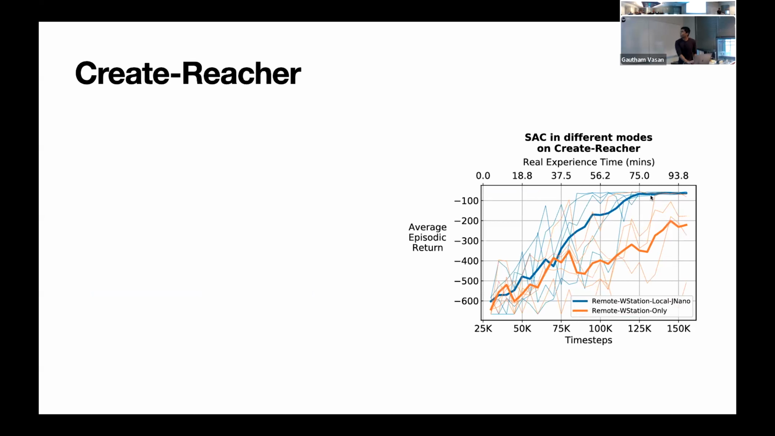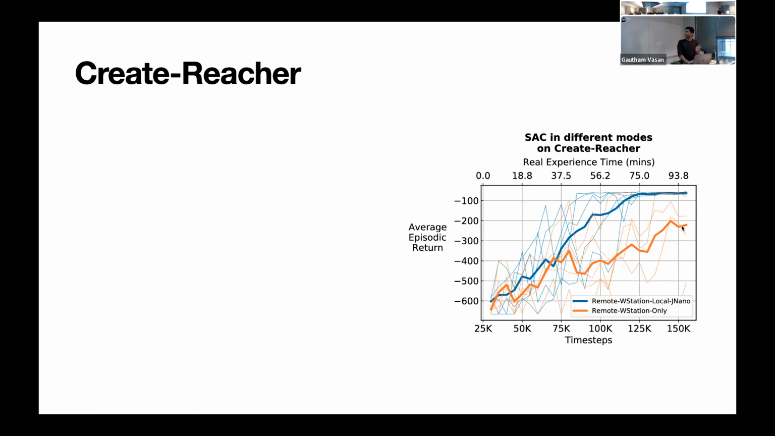So let's look at these learning curves here. The solid curves are an average over 5 independent runs. You have the remote local mode, which is you have a remote workstation and a local Jetson Nano. That's the learning curve in blue. And you have an orange curve, which is just remote workstation only. In this case, all the actions are sent over Wi-Fi from a remote workstation. This is a little concerning because you see quite a big difference in terms of performance.